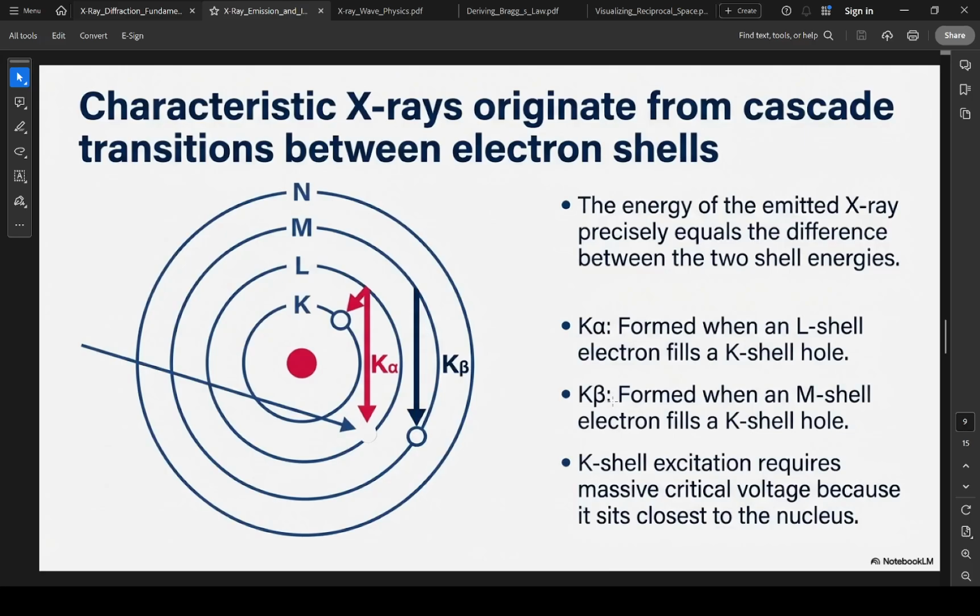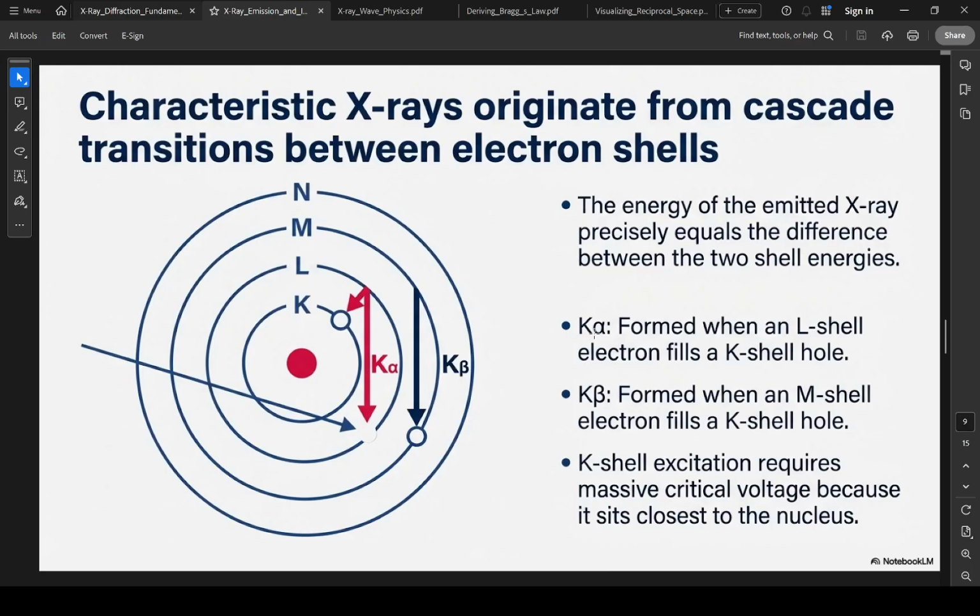So how do these characteristic X-rays originate? They originate from transitions between electron shells. What can happen is your incident electrons can come and knock out electrons from your internal shells, and that creates a vacancy in the inner shell, and that vacancy is filled by an electron transition from higher shells, and that transition gives out a characteristic X-ray which has an energy precisely equal to the difference between the two shell energies.